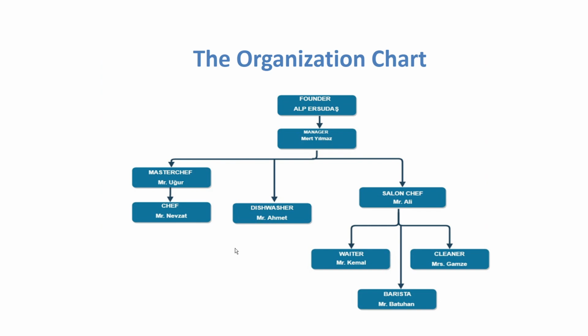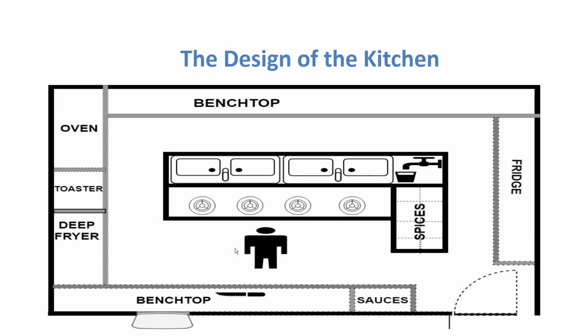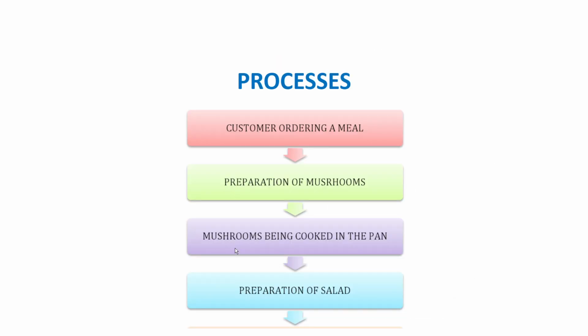This is the organization chart of the facility. We have a master chef, Mr. Uğur, who cooked the chicken. To understand the system of the facility, we analyzed the design of the facility and the kitchen. We have 9 processes to prepare the chicken with curry sauce. These are all of them.